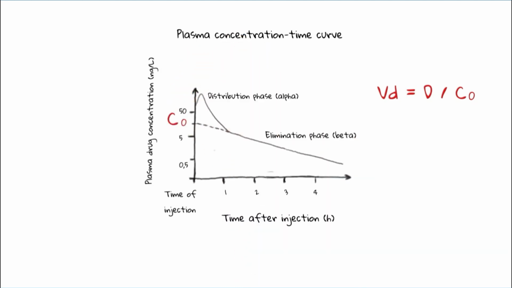Note that the y-axis in this graph is plotted on a logarithmic scale, so that the exponential decay curve of the elimination phase is converted to a straight line. The plasma drug concentration at time zero represents the plasma concentration of a drug that would be obtained if it was instantaneously dissolved in its volume of distribution.